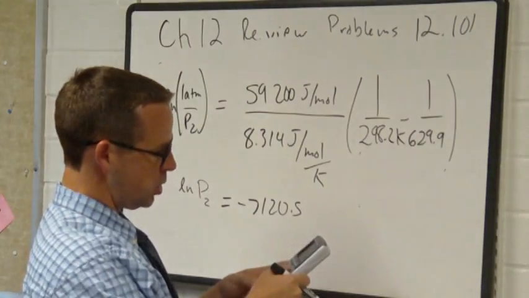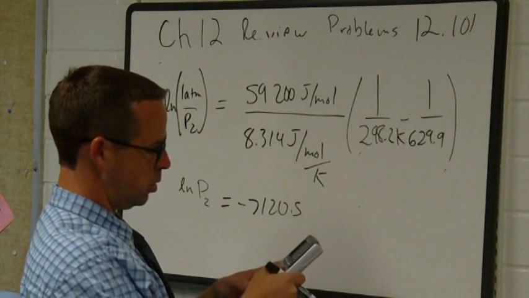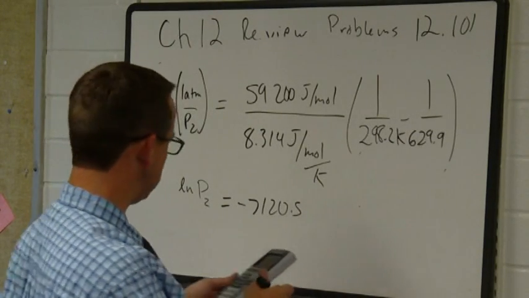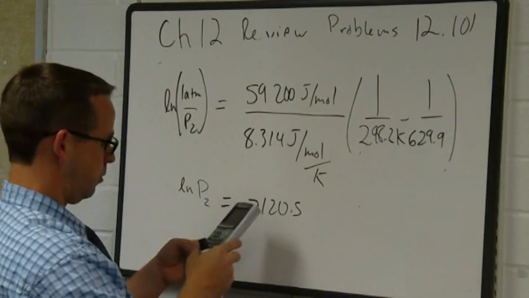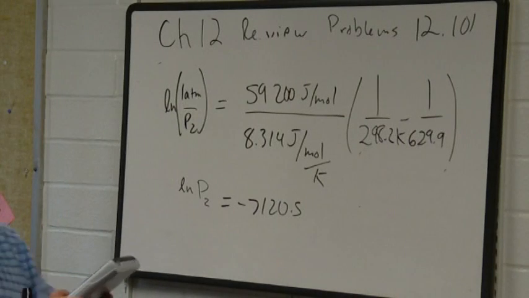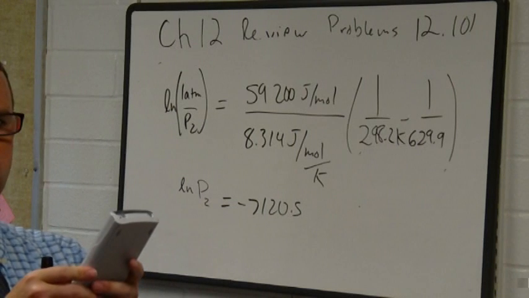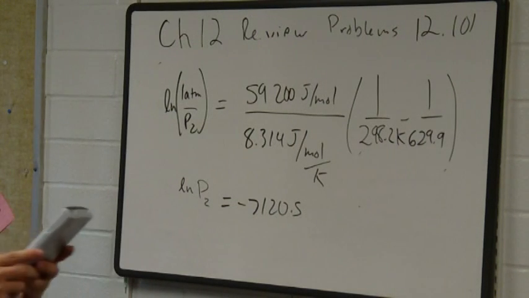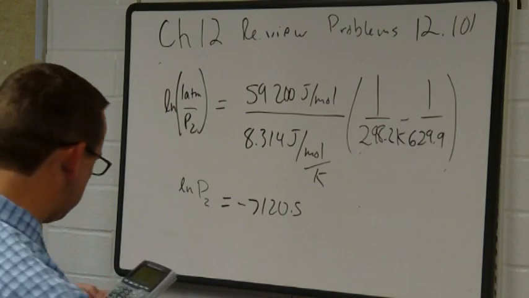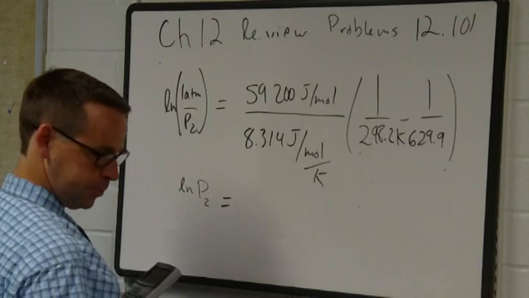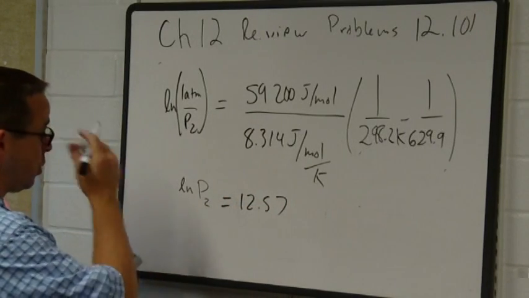So I take 0.003353 minus 0.00158, and that value is 0.0017659 times 59,200, right? Divided by 8.314. Oh, well, this time I got 12.57. All right, so 12.57.